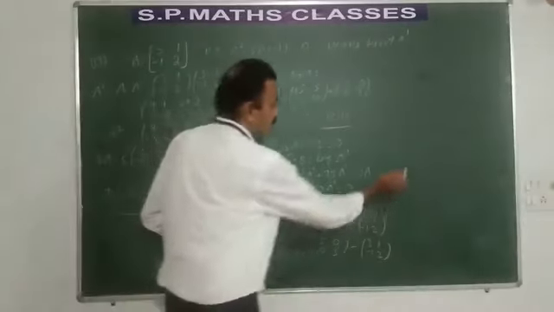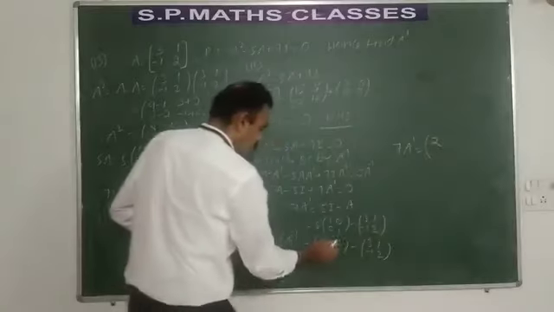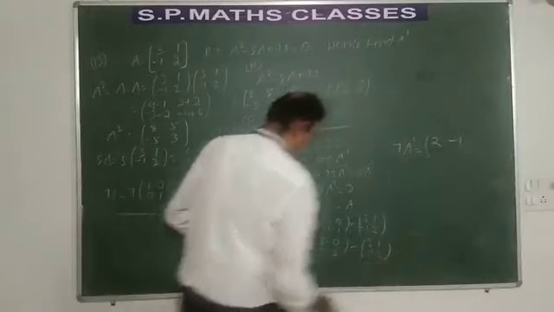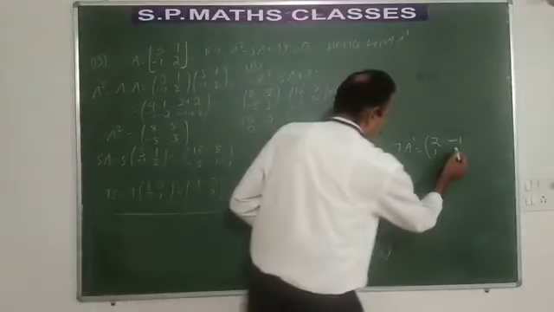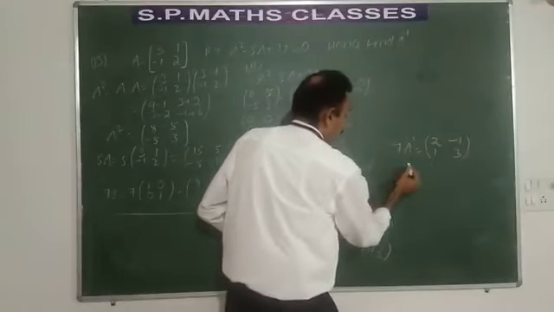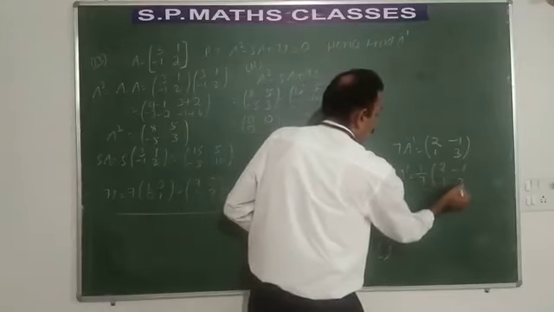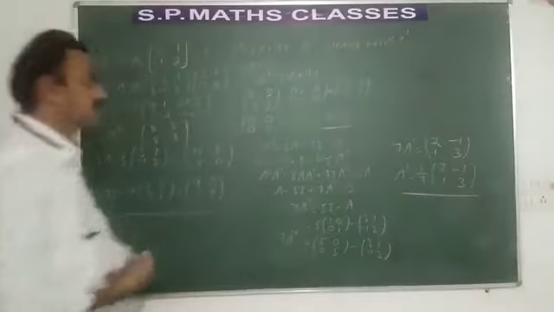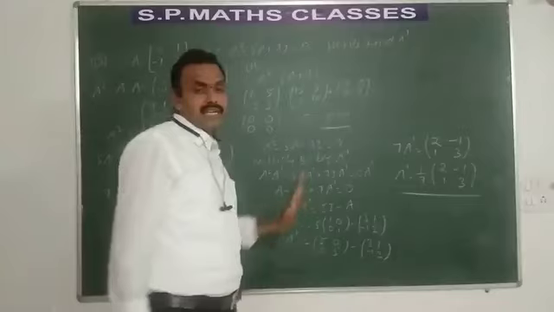Let me continue further. What is 7A inverse now? 5 minus 3 is 2. 0 minus 1 is minus 1. 0 minus of minus is plus 1. 5 minus 2 is 3. What is A inverse? 1 by 7 into 2, minus 1, 1, 3. This is what the inverse is. This is how we find the inverse from a characteristic equation.